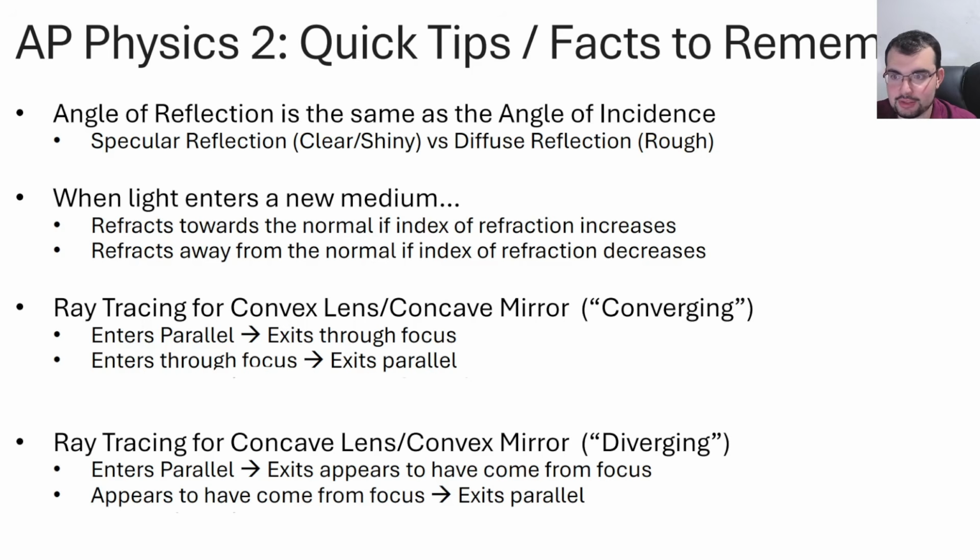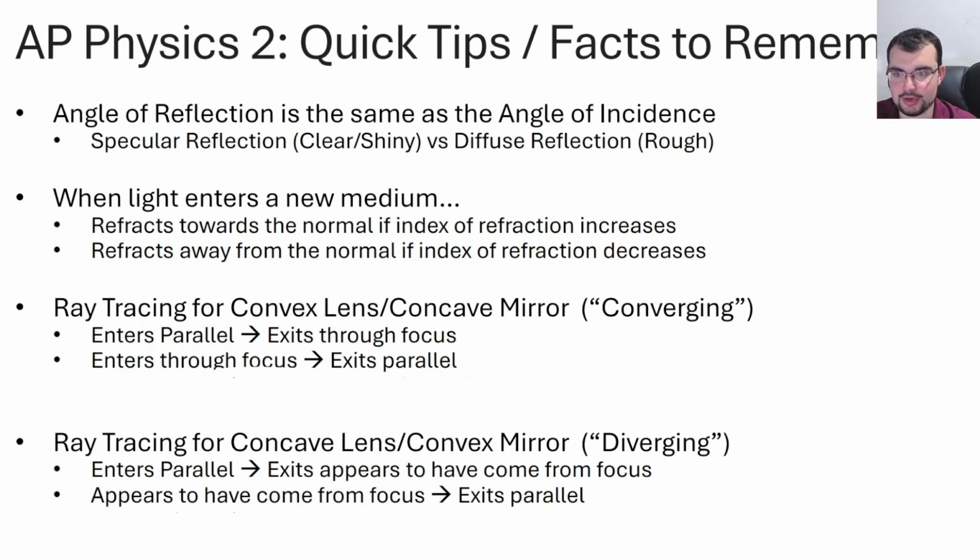Now for optics, the angle of reflection is the same as the angle of incidence. If your surface is flat, the rays are going to bounce mostly in the same direction, so you get a nice, shiny, reflective surface. But if you have a rough surface, like paper, your light is going to bounce in all these directions, so it diffuses around, giving diffuse reflection.